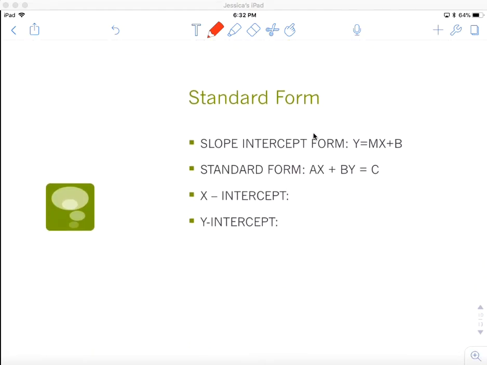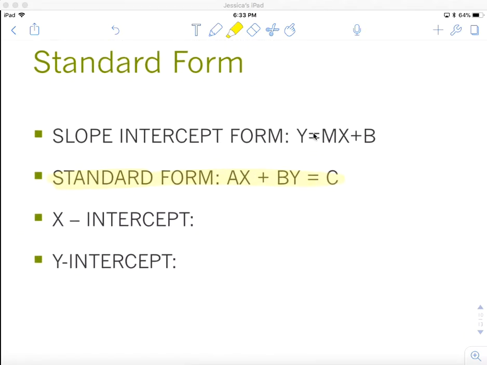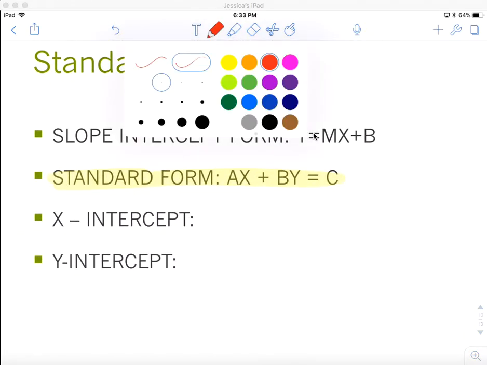There's actually another way that you can graph if y is not by itself, and that's by using standard form. So we just talked about slope-intercept form, which is y equals mx plus b. If y is not by itself, it also could be in what we call standard form. You saw this formula a little bit in Unit 2. The standard form for an equation of a line is ax plus by equals c. In order to graph with standard form, you also need to know a couple definitions.